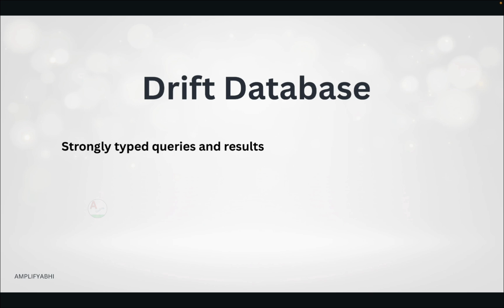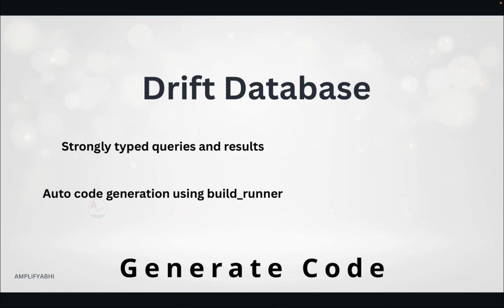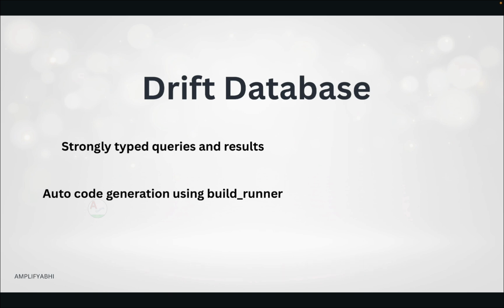I will be explaining the difference between SQLite queries and how we write them in the Drift database. The next feature is auto code generation using build runner. Here we won't be writing much code, we'll be generating the code. Most of the boilerplate code will be generated: we provide the high level code, and based on that we'll generate the code using build runner, and we'll see this with an example in the code.